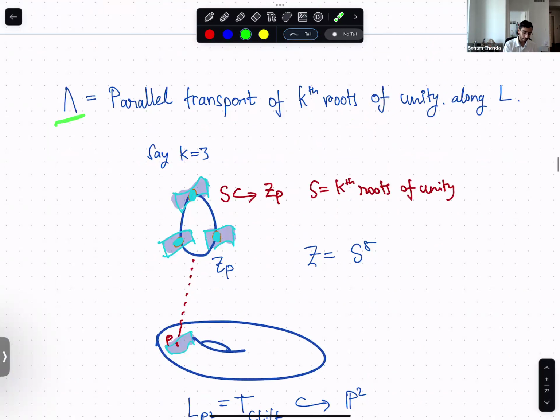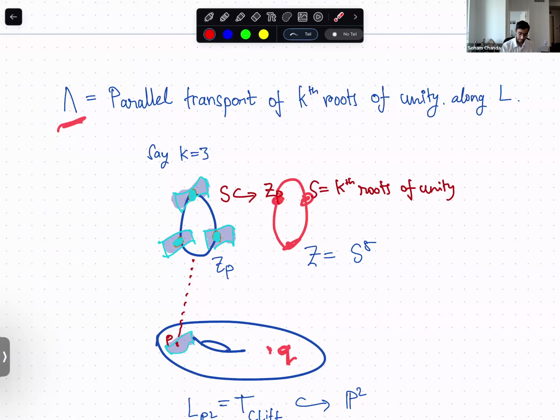So I'll define lambda to be: fix a fiber, take all the kth roots, and take parallel transport. By that I mean that lambda over a point Q is defined by taking any path from P to Q and then taking the parallel transport. And you can see that it does not depend on the choice of the path, because if you have two paths, you get a loop, and under that loop, this set of kth roots will just rotate into itself or not rotate at all. So you get that this is a submanifold just by choosing this set of k points.